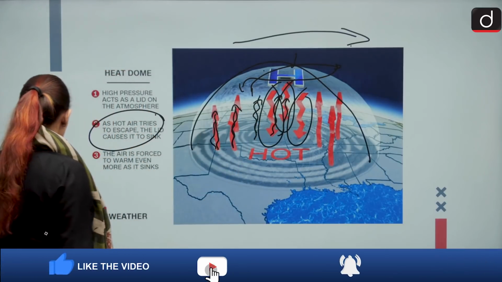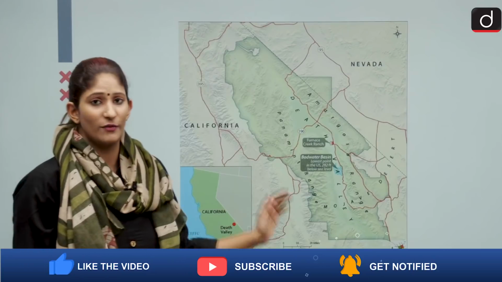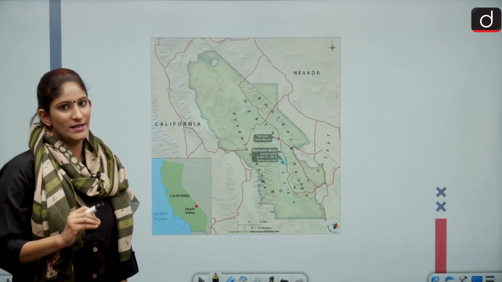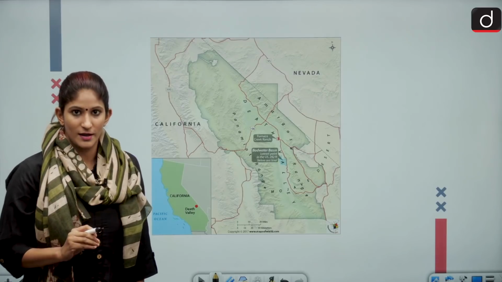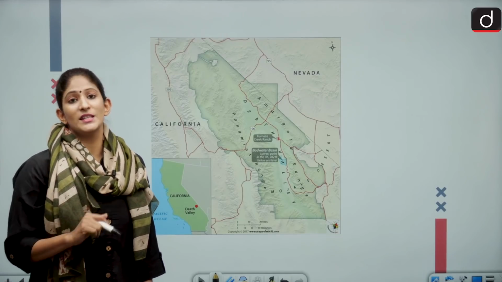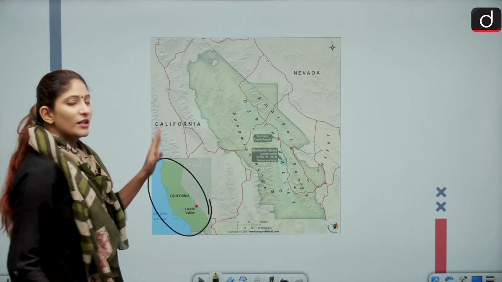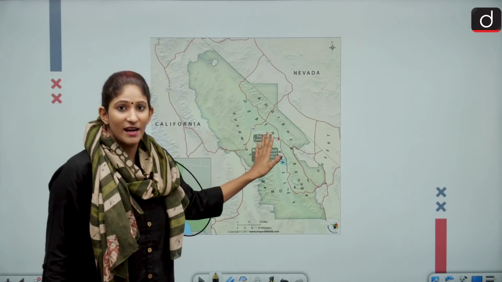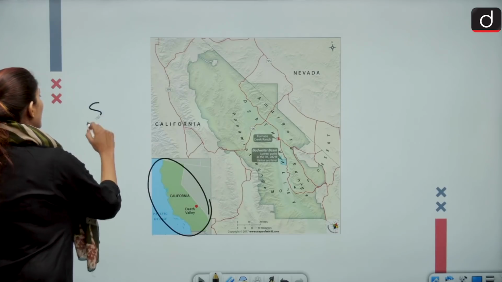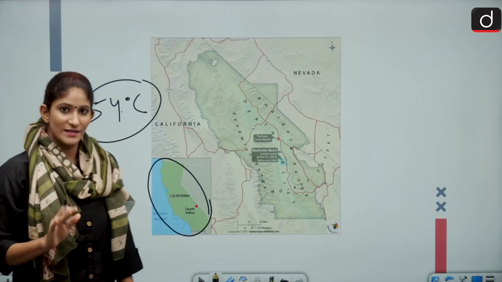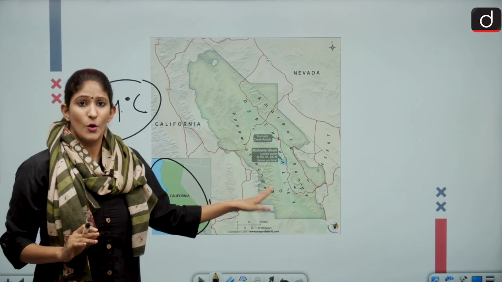Alright, so let's move on and talk about Death Valley. What is Death Valley? Death Valley is the lowest point in North America. It is found in the southeastern region of California. And last year also, the heat dome effect caused this area to have a temperature of approximately 54 degrees Celsius, because of the heat dome only.